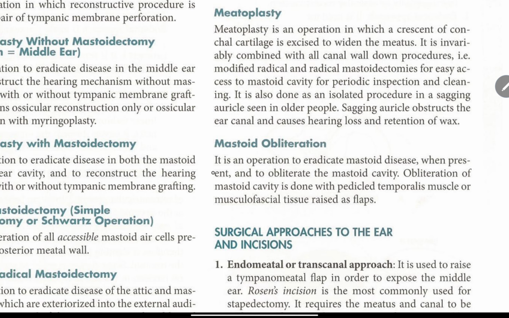Mastoid obliteration. It is an operation to eradicate mastoid disease when present and to obliterate the mastoid cavity. Obliteration of mastoid cavity is done with pedicle temporalis muscle or musculofascial tissue raised flaps.